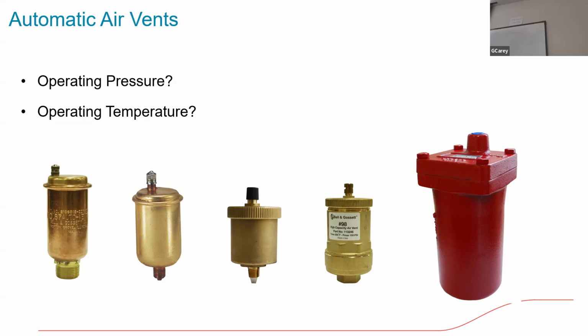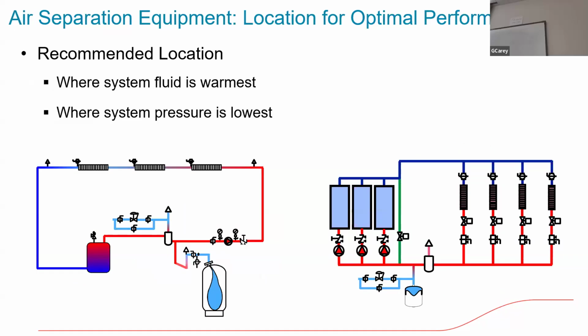So there are some things to be aware of as you're specifying air vents in a hydronic system. And again, just to wrap it up a little bit, air separating equipment goes where the water's the warmest and where the pressure's the lowest. That's the ideal location for these devices.